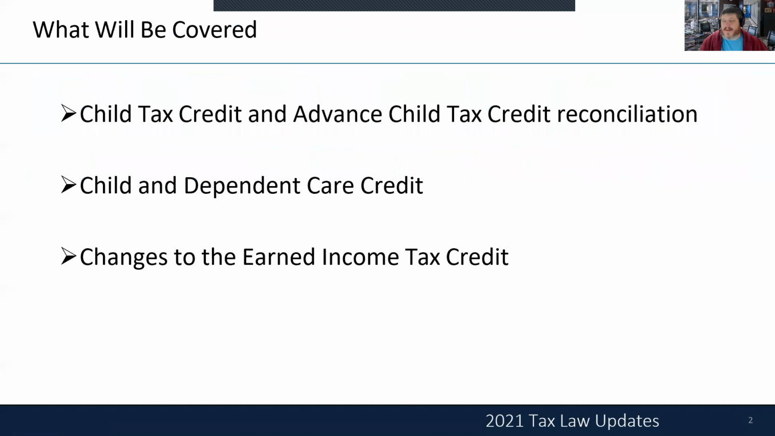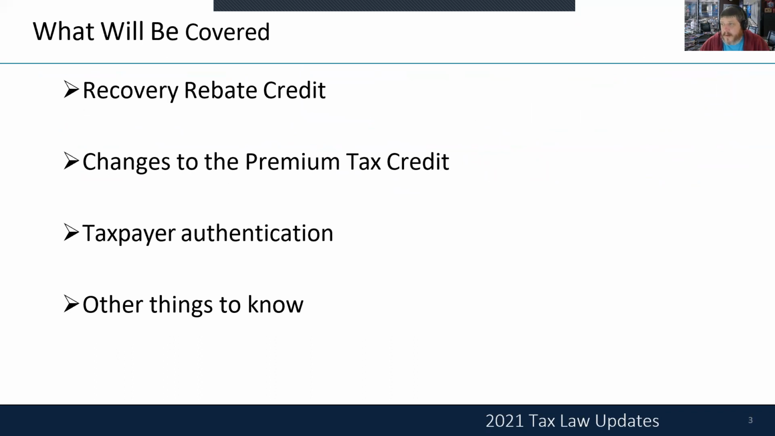So this is tax law updates for tax year 2021. What we're going to talk about in this presentation is the child tax credit and advanced child tax credit reconciliation. We are also going to talk about the child and dependent care credit, a couple of slight modifications to EIC, and the recovery rebate credit. I think I took out the changes to the premium tax credit. If not, we'll go through it quickly.